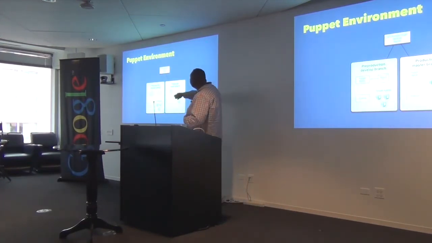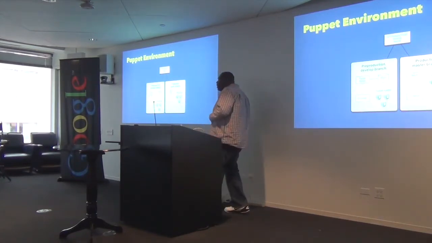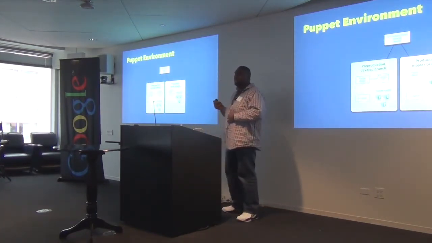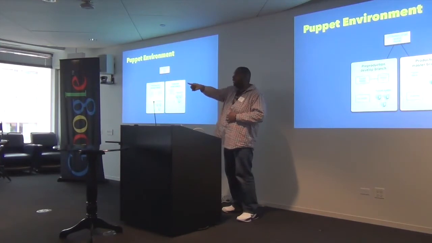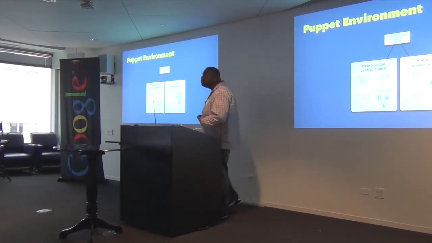So the pre-production environment has its own CI server, its own set of Puppet agents. The major difference between the two environments is that the pre-production Puppet master has its own remote Git repository on it. And we'll talk about that in detail in a little bit. Yes, sir? What's the CI server? We're using Jenkins.